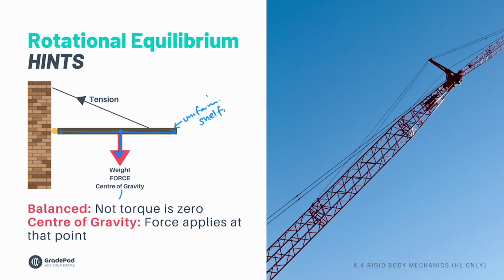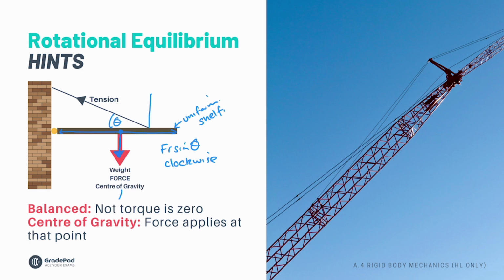And this here would cause a torque. It would be F r sine theta. And that torque, the weight of this shelf, would cause a clockwise torque. Of course, this shelf is in equilibrium because it's not moving. And that means there's another torque causing an anti-clockwise torque that balances it. And you can see that the anti-clockwise torque is the one here provided by tension.